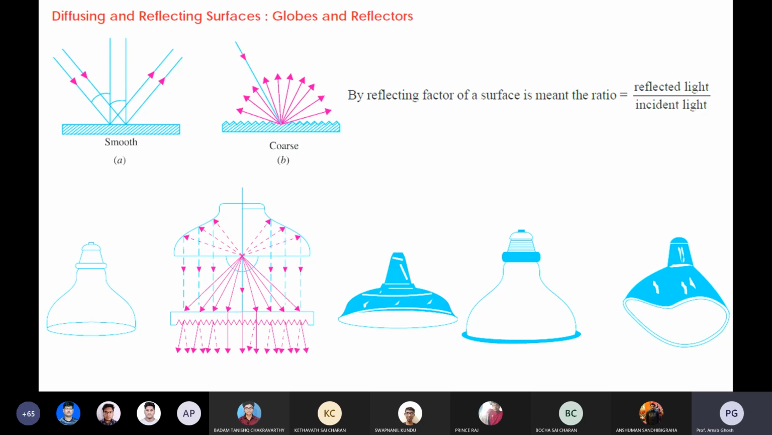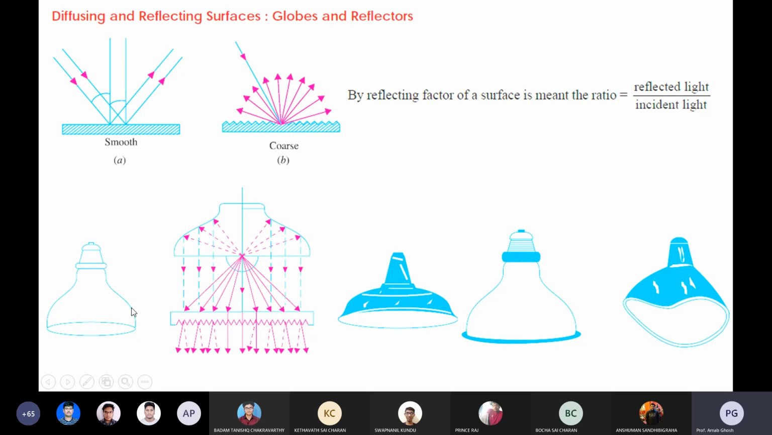Based on the surface, you can see how the reflections happen. Here you can see the reflecting factors, which are the ratio of reflected light to incident light for different surfaces. Based on the surface only, you can decide. For a smooth surface, both will be the same. If it is not smooth, it will be different. You can see different arrangements over here.